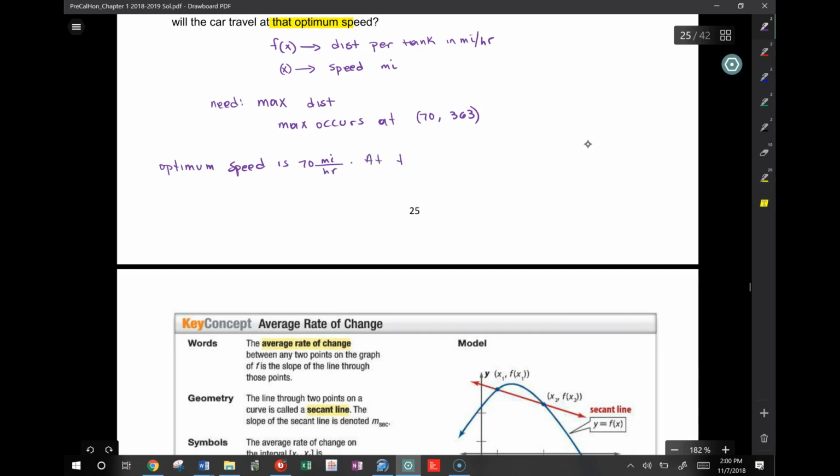At the speed, the car will travel the maximum distance of 363 miles. Okay? I've got technical language, I've got units, I've got quantities. This is very mathy. Okay?